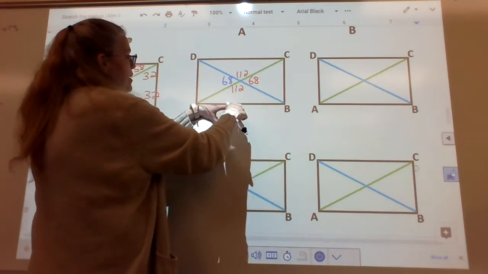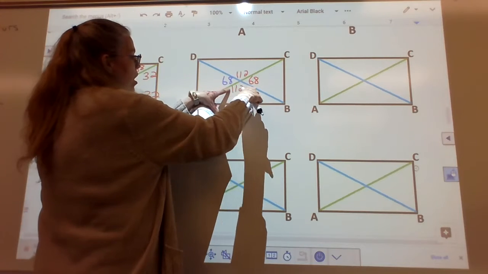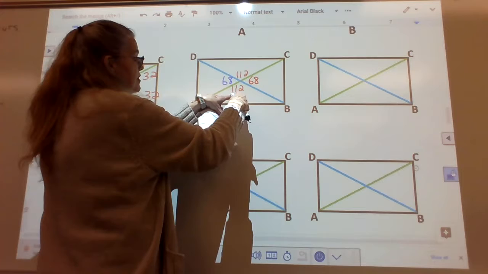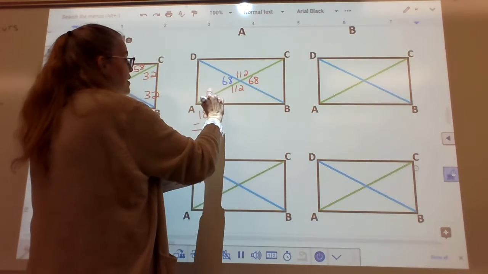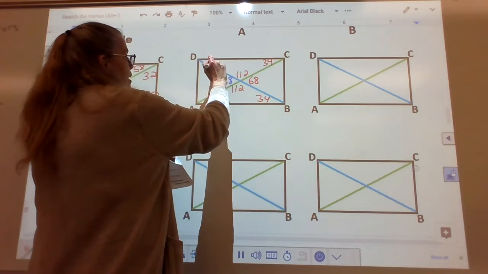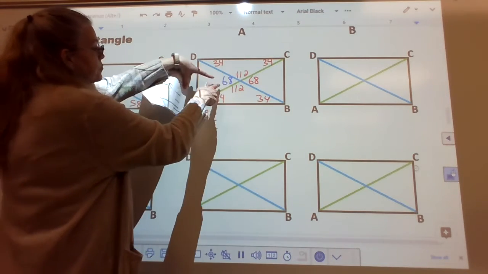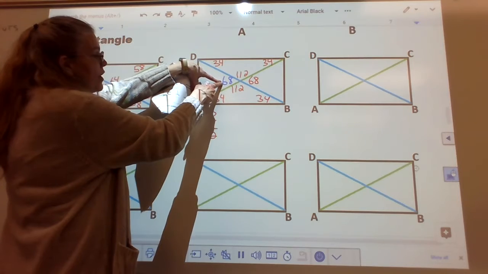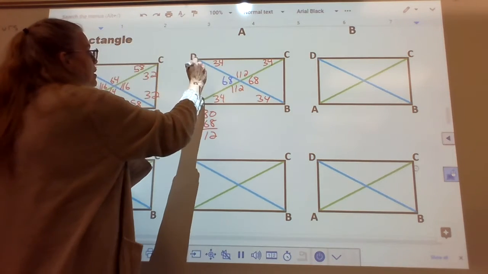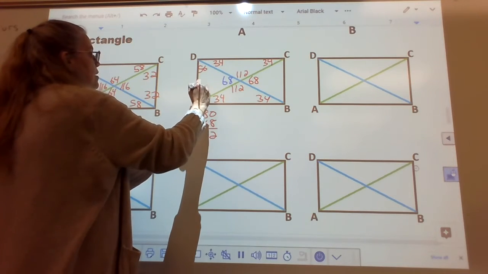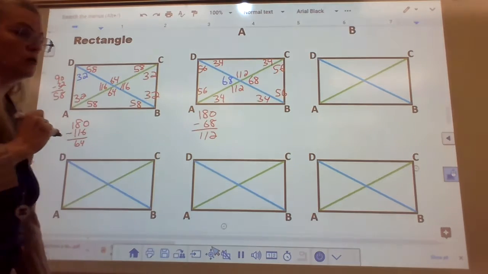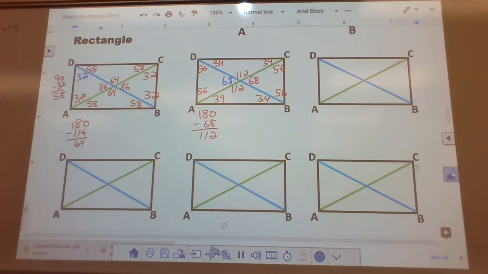Now, do your triangle. If this is 112, the 2 of these together have to add up to 68. So if I take 68 and split it, I get 34, 34. So these four angles are all 34s. 68 subtracted from 180 is going to give me 112 back. So that 112 has to get split. 56, 56, 56, 56. So those are all the angles of a rectangle.